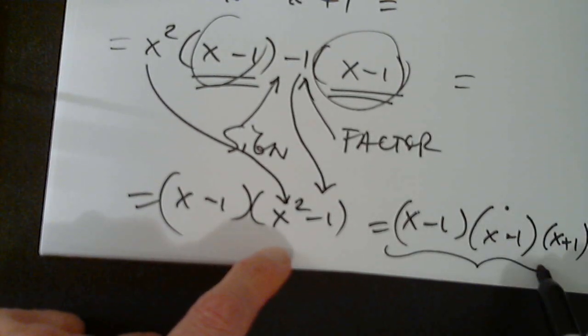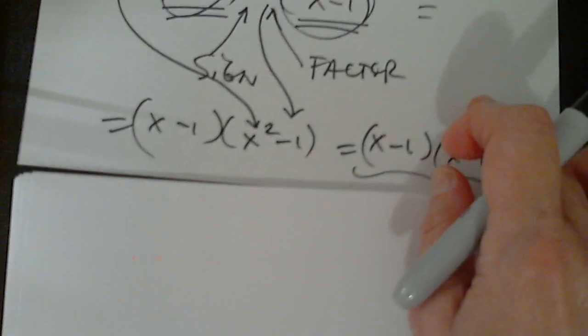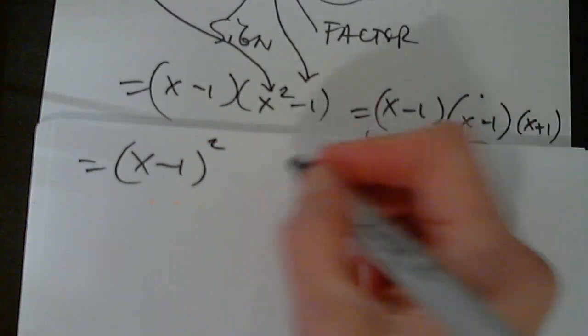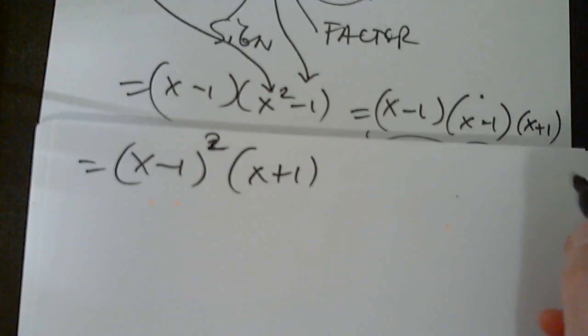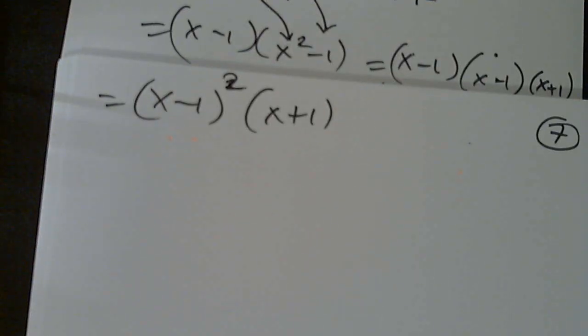I realize that these two can be rewritten as x minus 1 squared, and times x plus 1. And this is completely factored.